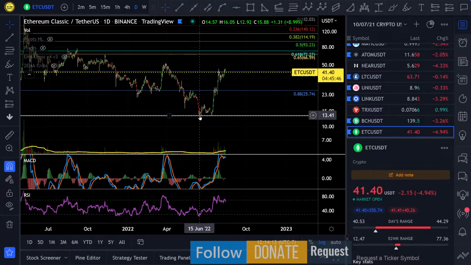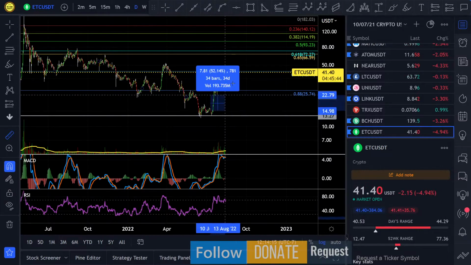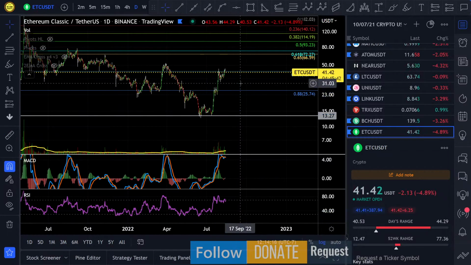But somebody could have double bottomed here perfectly for somebody's setup. It was 200% profit. So that's why I spent time on the charts. And I'm sure other people are too.